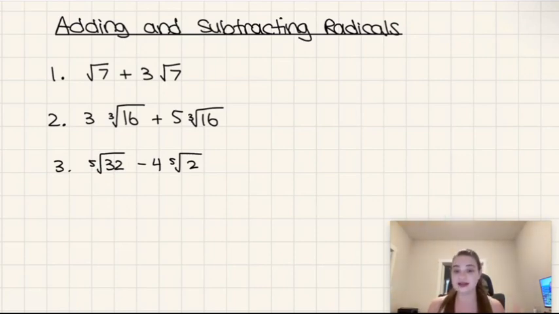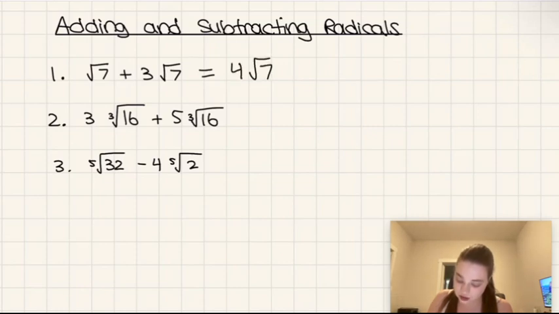So if we have 1 root 7 plus 3 root 7, overall we have 4 root 7, right? So the way we answer this is very similar to the way we would collect like terms when we have variables, that sort of thing. The only difference is these aren't variables, right? They're radicals. And then similarly with number 2, we have 3 times the cube root of 16 plus 5 times the cube root of 16. So overall that's going to be 8 times the cube root of 16, like that.